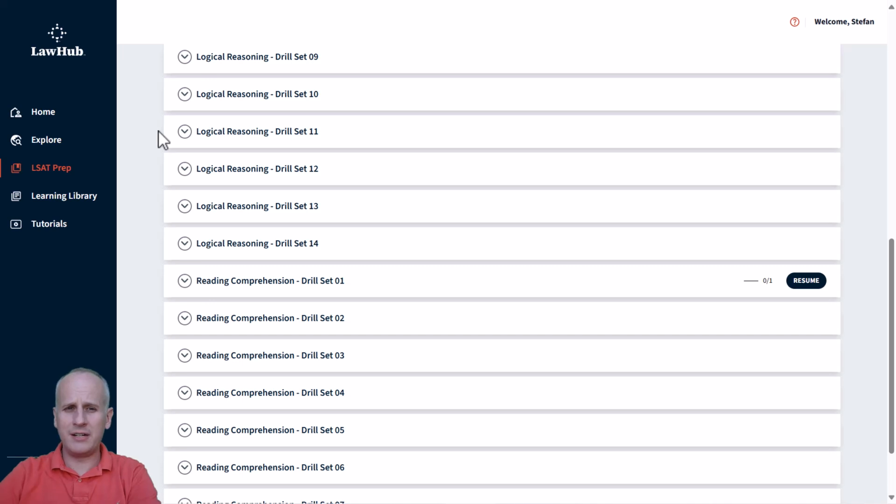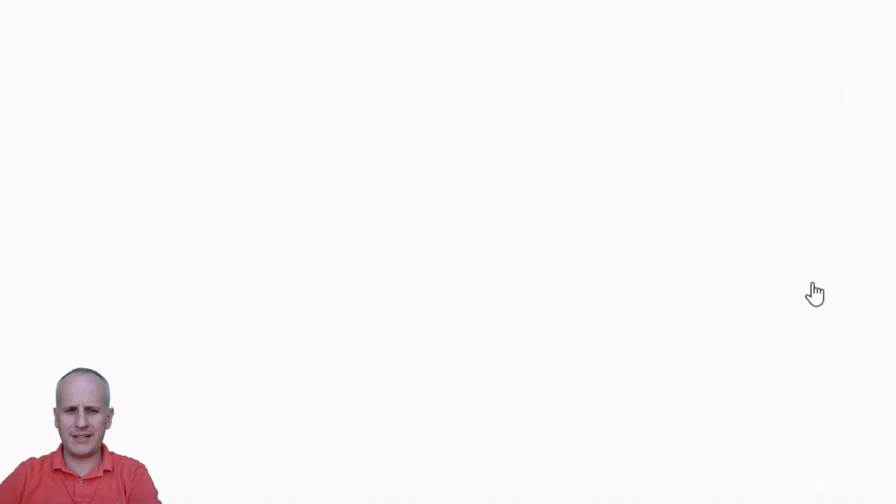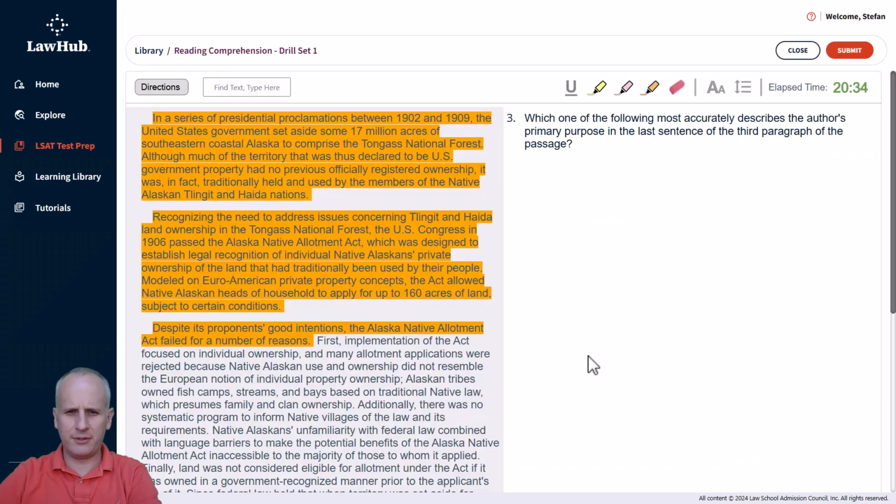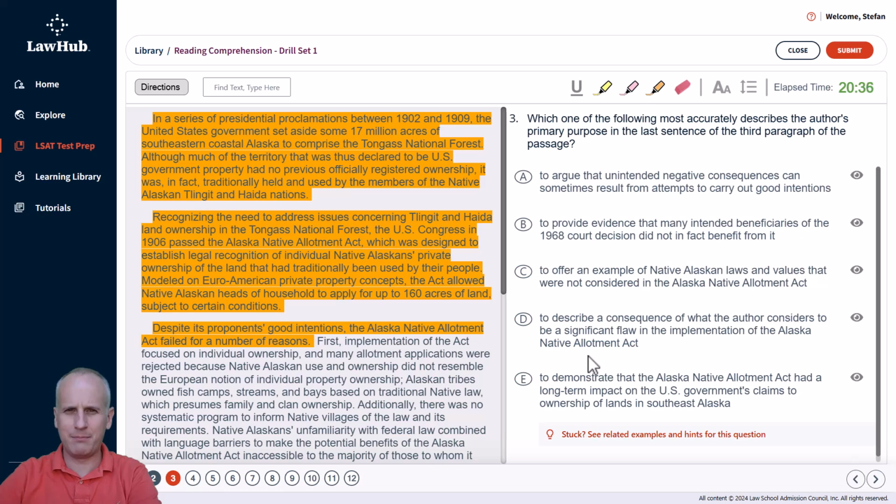Once again, we are here at the drill sets at lawhub.lsac.org, and we're going to pick up with drill set number 1 for the reading comprehension. And we're going to go see our already highlighted main idea sentences from when we engaged question 1 of this passage. And here we're actually going to have kind of a subset of that purpose task with question 3, which is going to ask specifically about an individual statement's purpose.